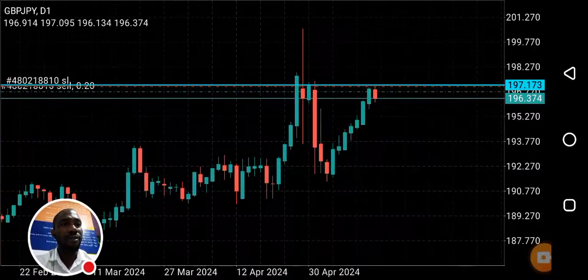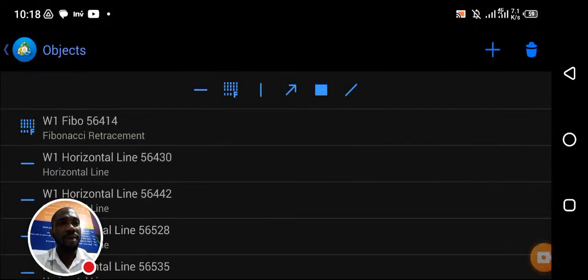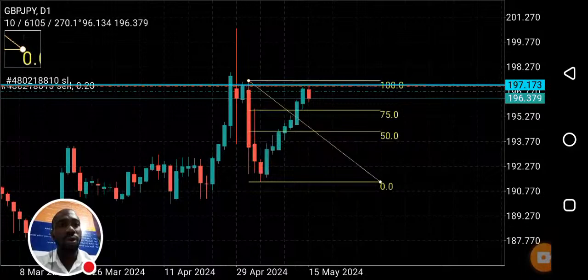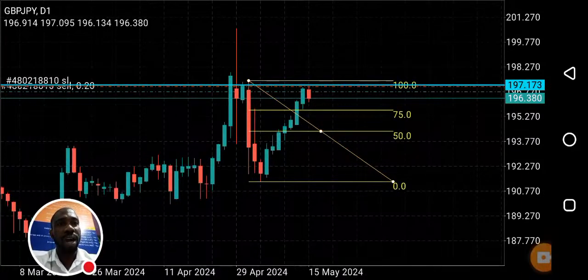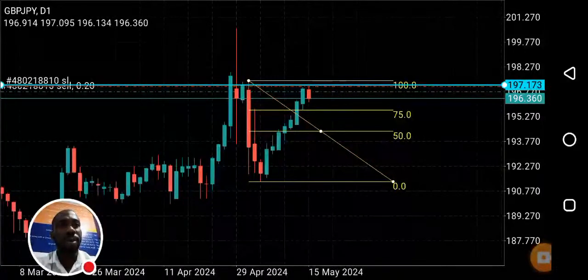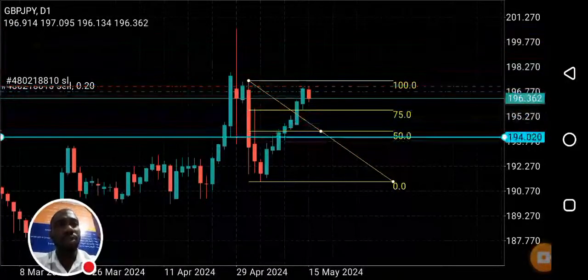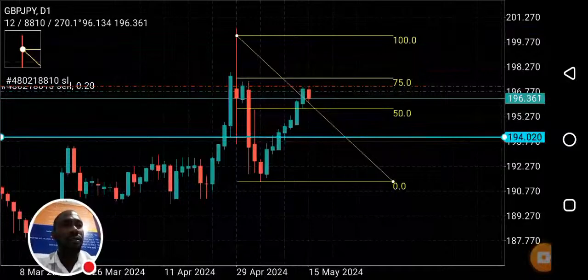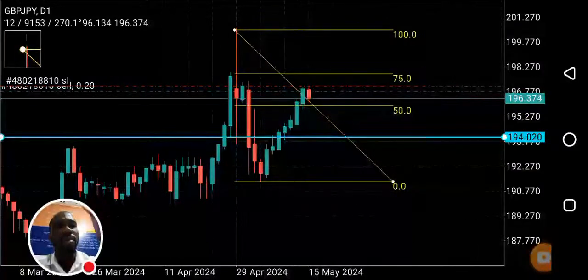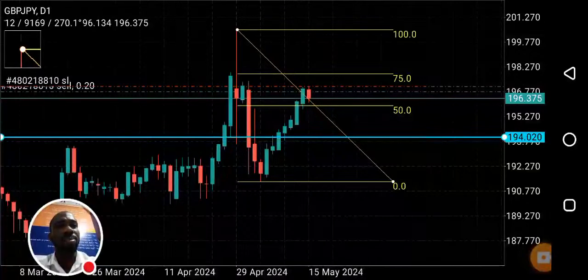If you apply your Fibonacci too, let's apply Fibonacci on GJ. Let's take it from this swing high to this swing low. Where is price right now? Price is at premium. Even if you work with this previous swing high, the market is still at a premium level.